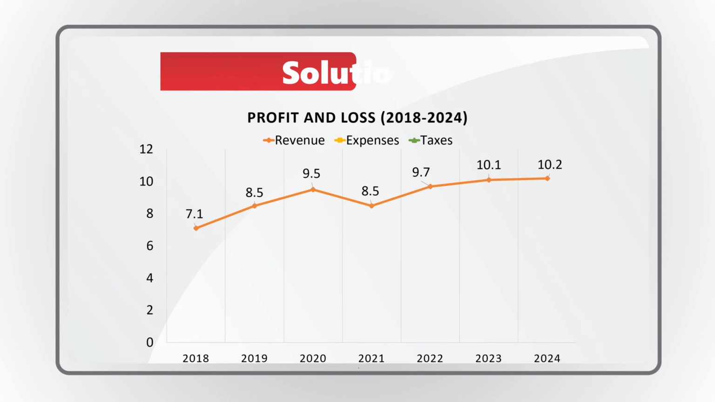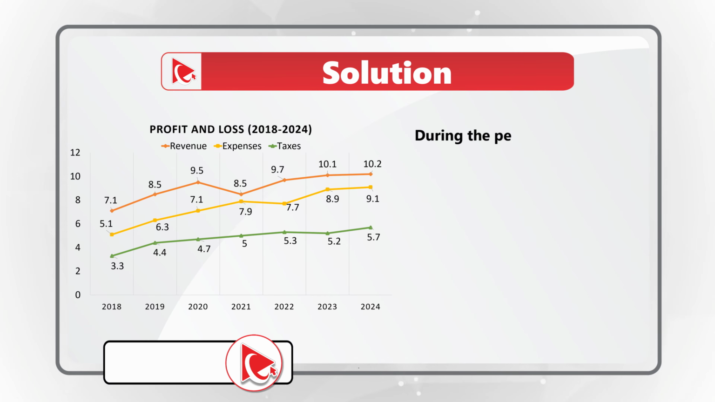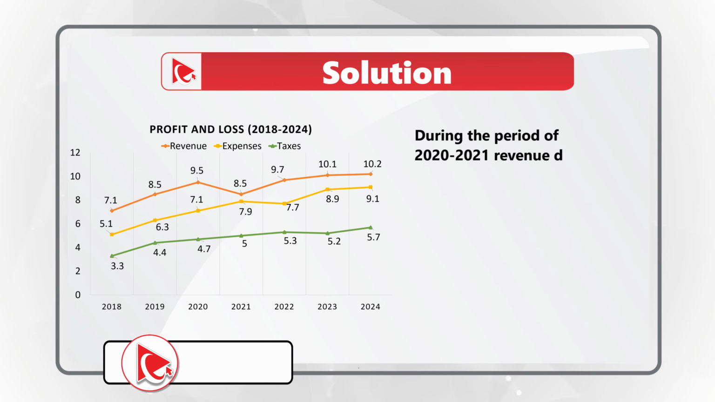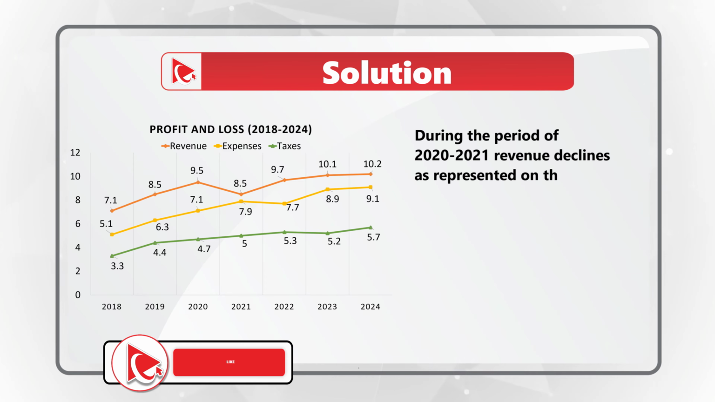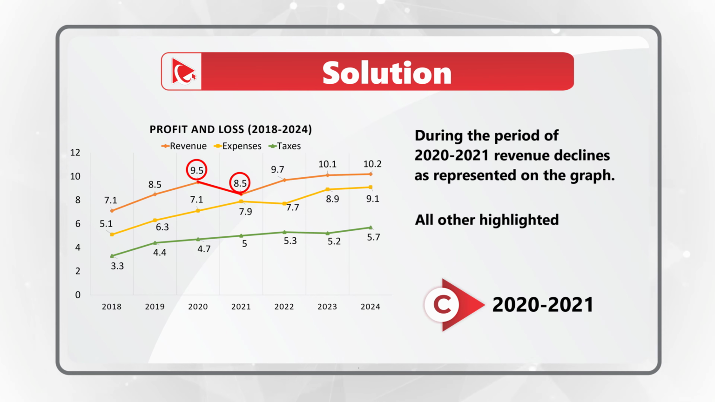And if you know the better way to solve it, please make sure to post in comments. The way I see it is that the revenue goes down between the period of 2020 and 2021, which is represented by the blue line. In 2020, the revenue was about 9.5 units, and then in 2021, it went down to approximately 8.5 units. All other highlighted periods in the question indicate revenue increases.